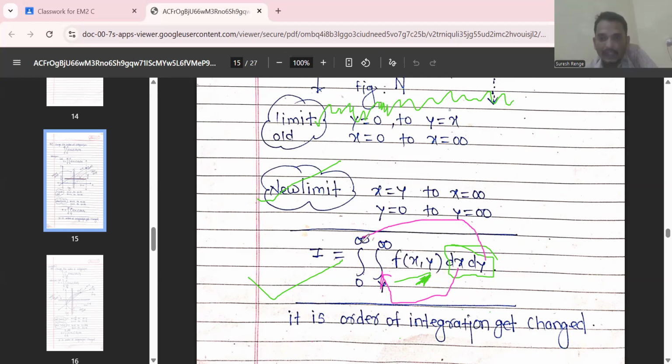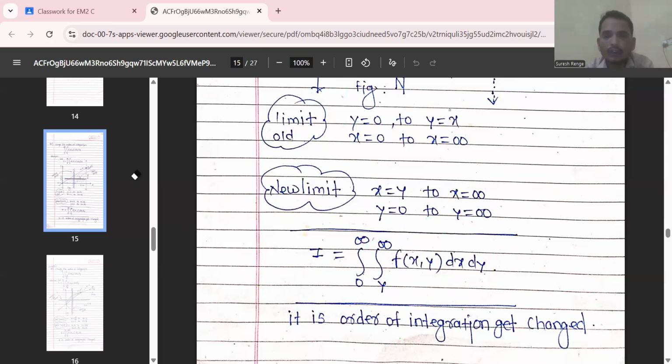Now, the limits for y: what is the lower limit for y? y is equal to 0. What is the upper limit for y? y is equal to infinity. This is how the order of integration gets changed. This is a 5 marks question. In this type, we are changing the order of integration, and such questions carry 5 marks weightage in the exam.